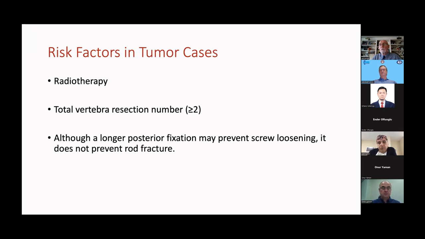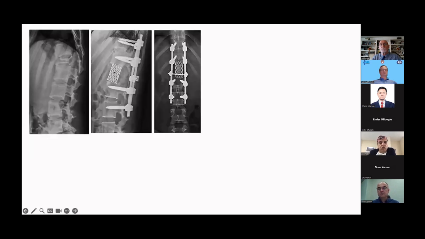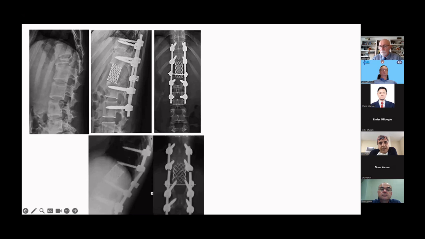Also, a longer posterior fixation may prevent screw loosening. It does not prevent rod fracture. I would like to show you some cases. For example, here we have a tumor, and after resection of the vertebral body and some parts of the posterior vertebral structures, we performed reconstruction using a cage and 2-level above, 2-level below. But with time, we experienced rod fracture.